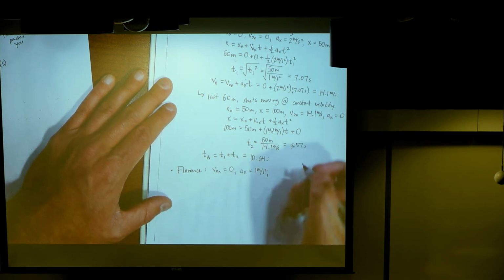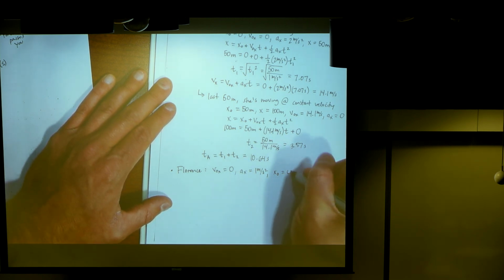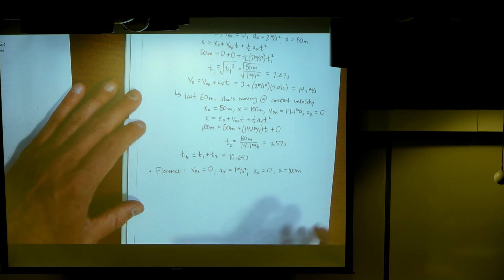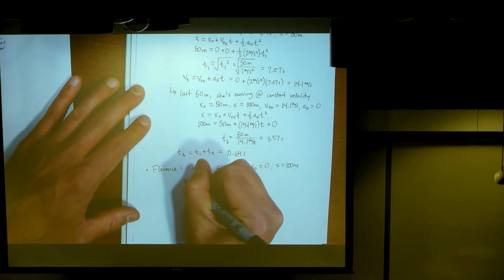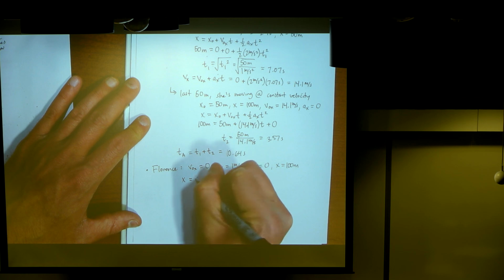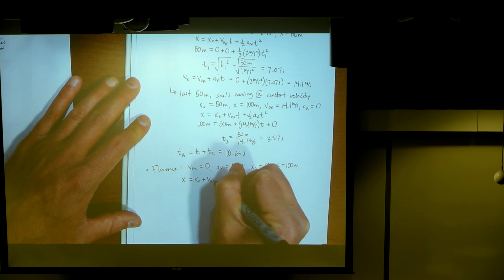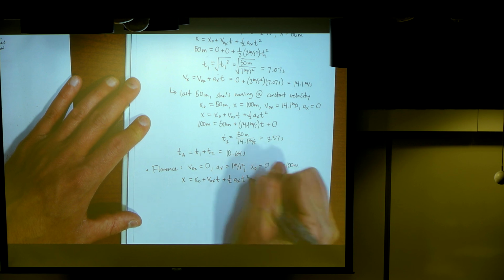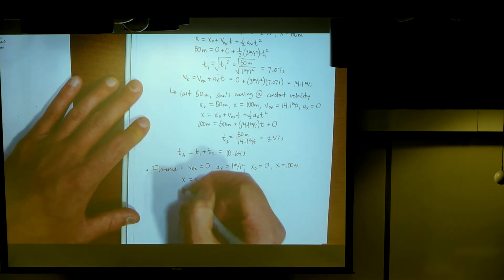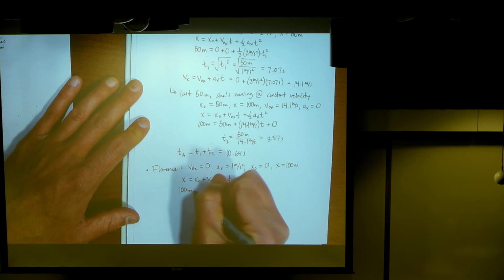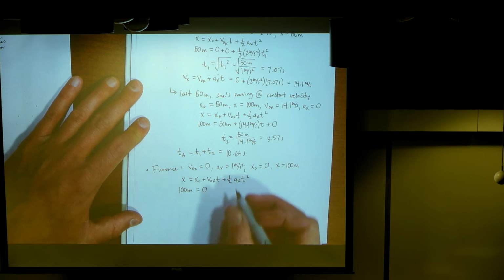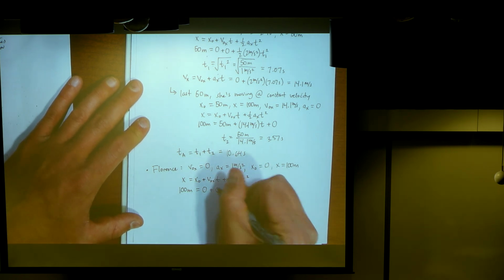And then she starts at the starting line, which is x equals 0, and she ends up at the finish line, which is x equals 100 meters. So we'll apply the same kinematic equation, x equals x naught plus v naught x times t plus 1/2 a x t squared. For x, the final position is 100 meters. For x naught, the initial position is 0. For v naught x, the initial velocity is also 0.